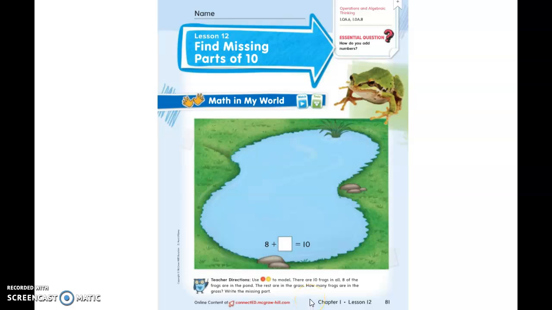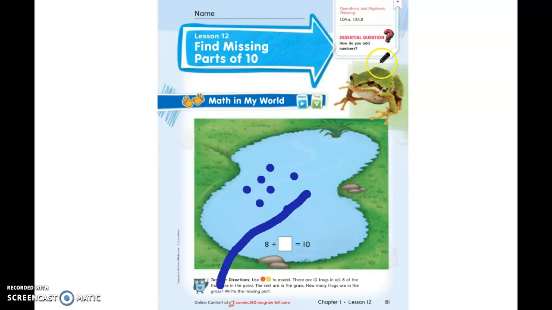So it says, there are 10 frogs in all. Here's our whole. So we have our whole already. Here's our answer. We know that we are going to have 10 frogs. 8 of the frogs are in the pond. All right, I'm going to go get out my blue counters because I know that 8 of those frogs are in the pond. 1, 2, 3, 4, 5, 6, 7, 8. So there's 8 frogs in the pond.